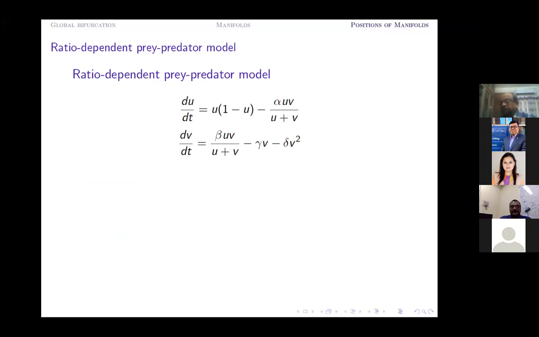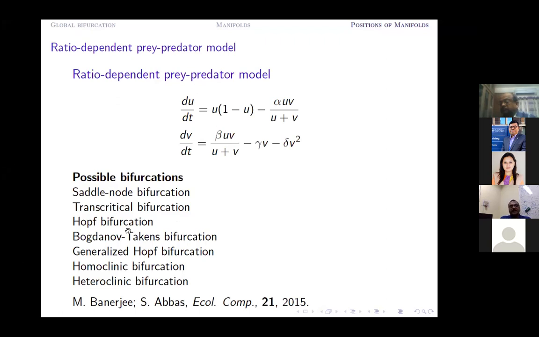I'm not going into the explanation of why this is called Bazykin type, etc. I already discussed it yesterday. And all these kinds of possible bifurcations you can observe. So what is our main target here? That is to understand this homoclinic bifurcation.